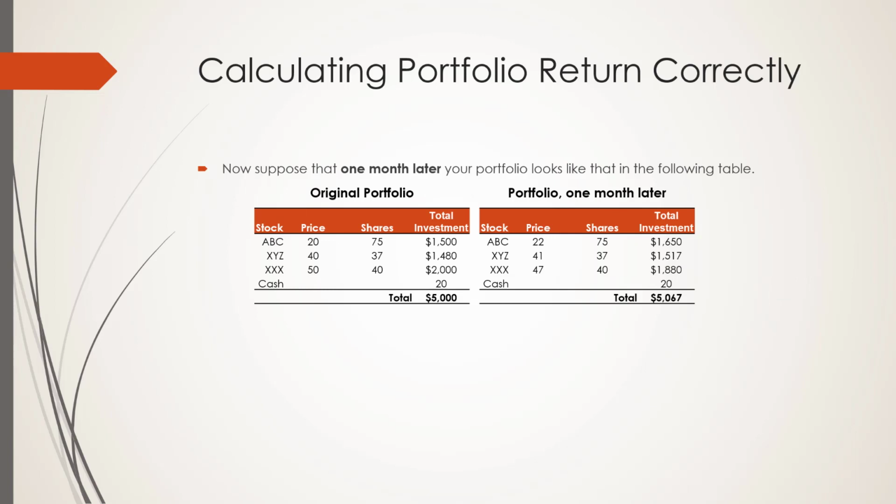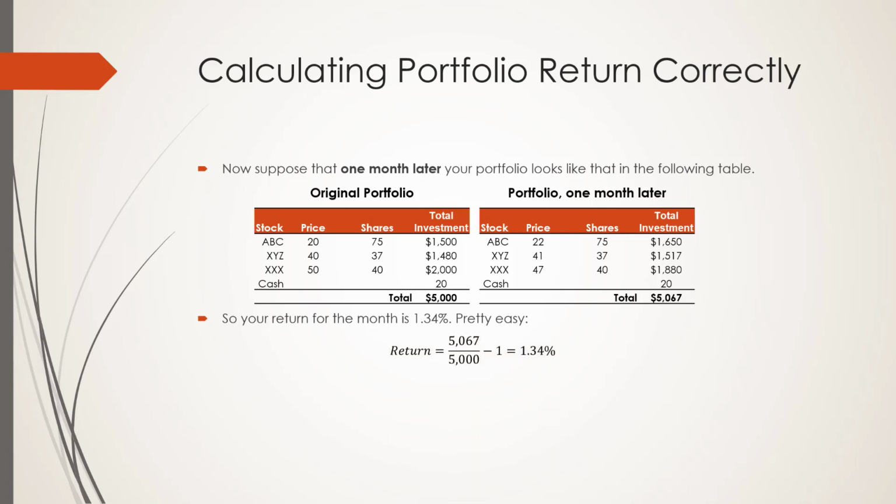So you can see on the left the original portfolio, and on the right what it is today. And the only thing that has changed is that the prices of the securities have changed a little bit. So ABC went up to 22, XYZ went up to 41, and XXX went down to 47. So net, your portfolio now is worth $5,067. So your return for that 1 month is 1.34%.